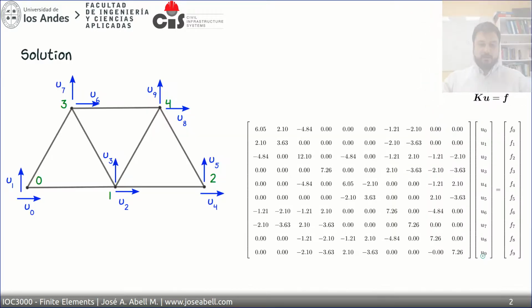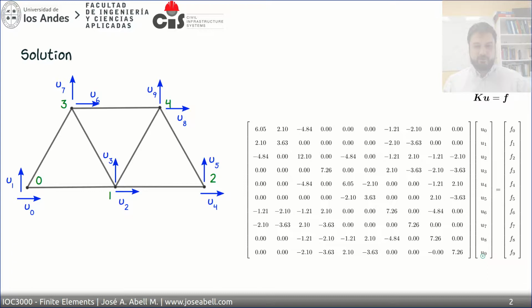So, in the previous video, we set up the assembly process where we came up with the Ku equals F global system of stiffness equations. That is the relationship between the displacement degrees of freedom at the nodes and the right-hand side vector. We come up with a stiffness matrix which looks like this. There's a factor of times 10 to the 6 in all these numbers. And this is what we get at the end of the assembly process.